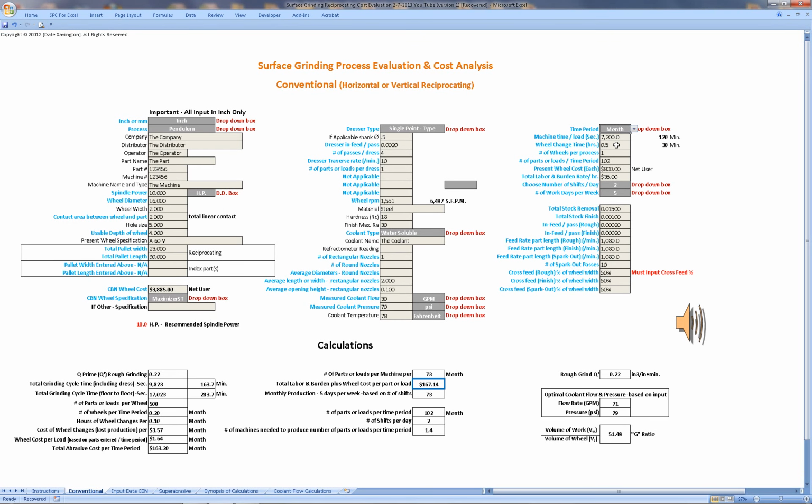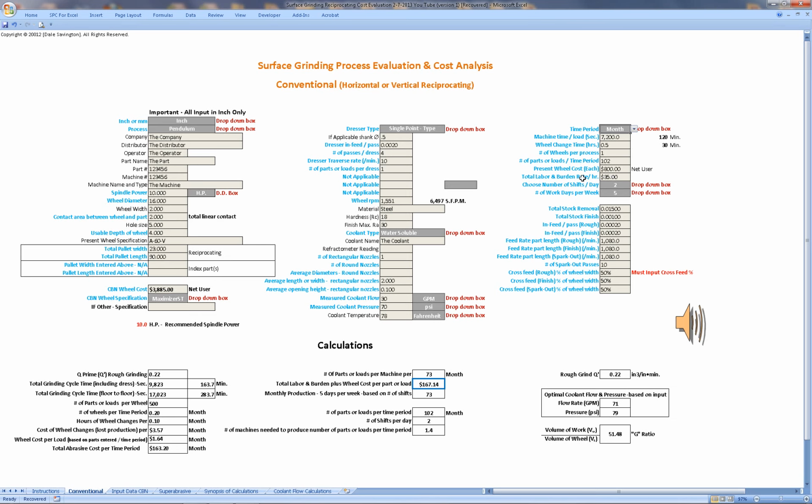Wheel change time in hours is 0.5 or 30 minutes. The number of wheels per process, and we could have multiple wheels. We could have a multiple head with one for finishing, one for roughing. In this case, we're doing 1 wheel. Number of parts or loads per time period. We entered 102 for this process. Present wheel cost each, meaning the present conventional wheel, was $800 net user.